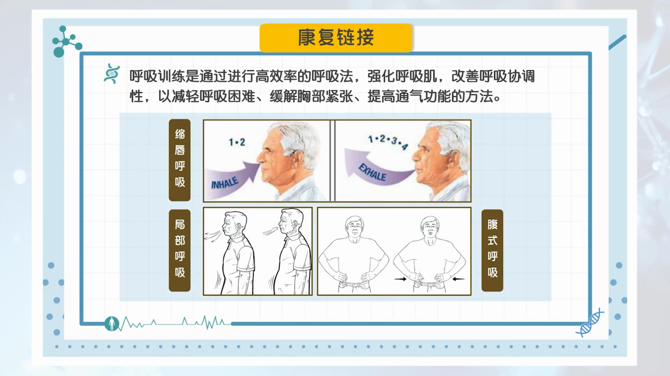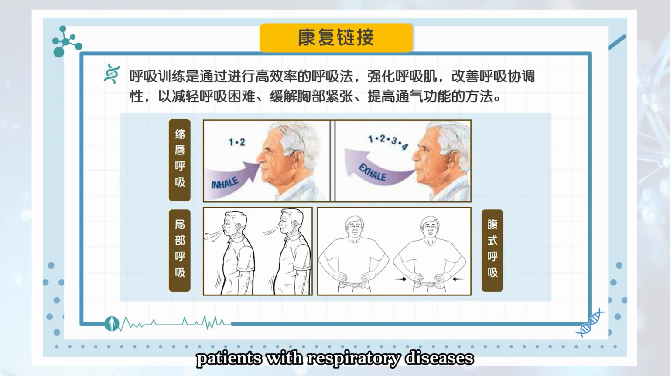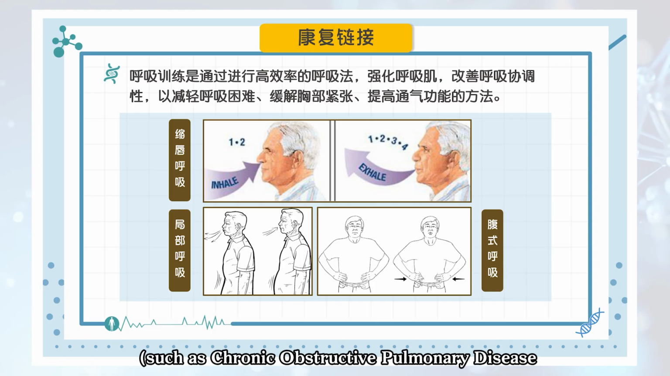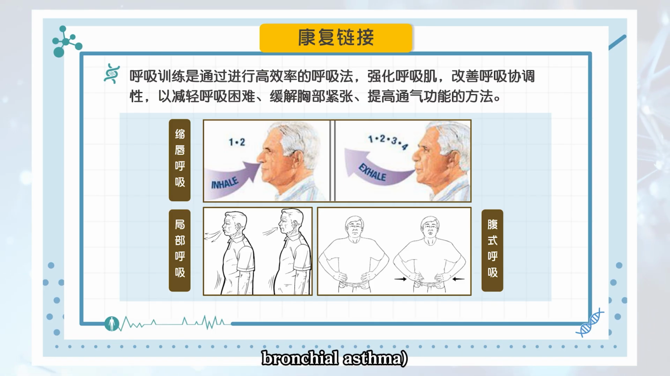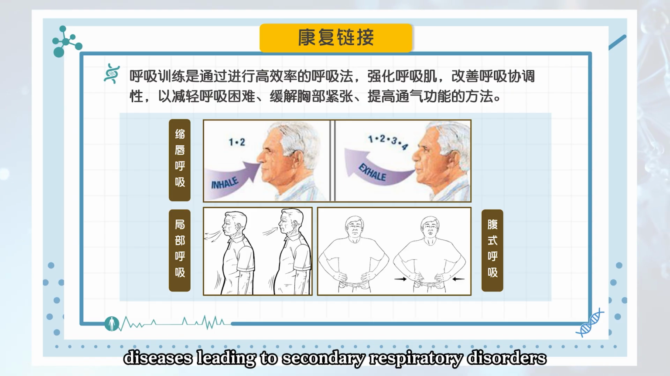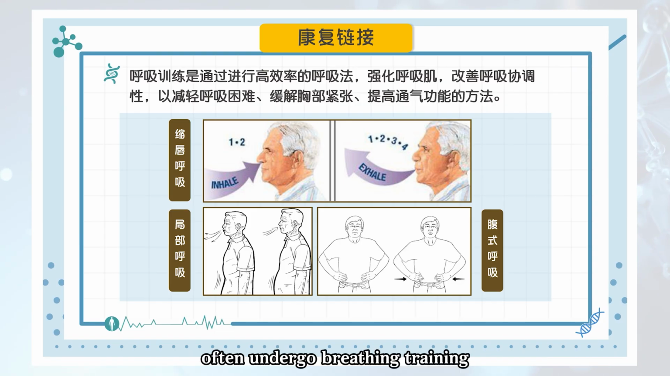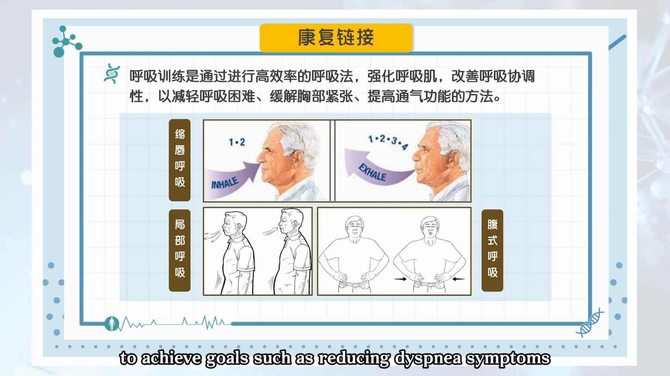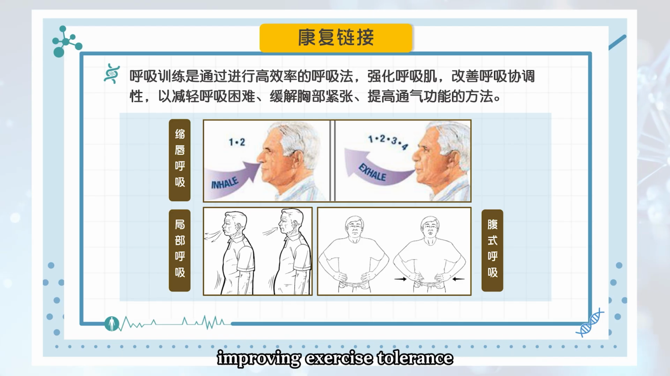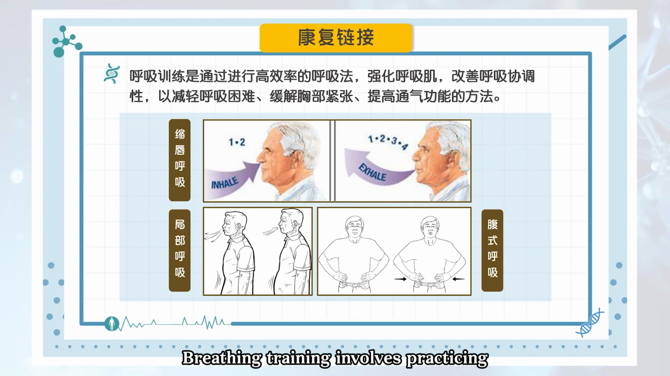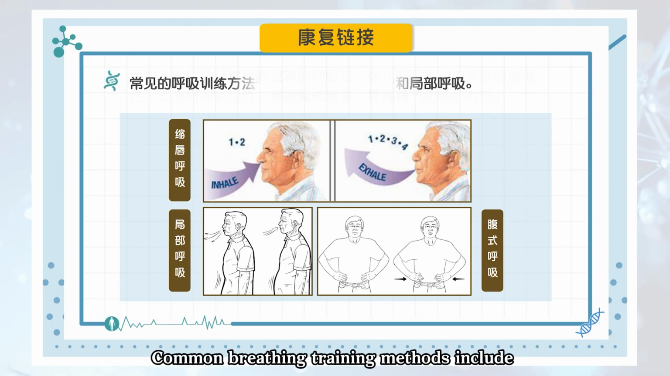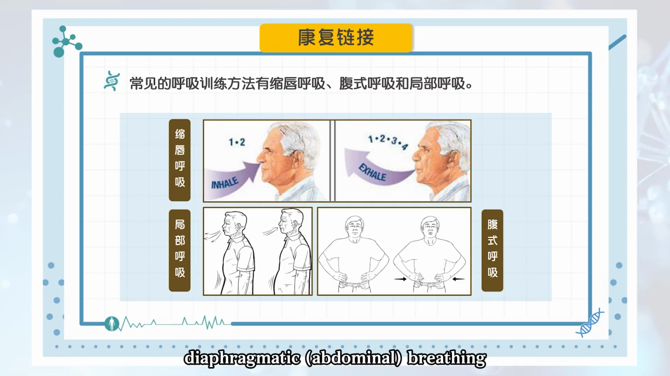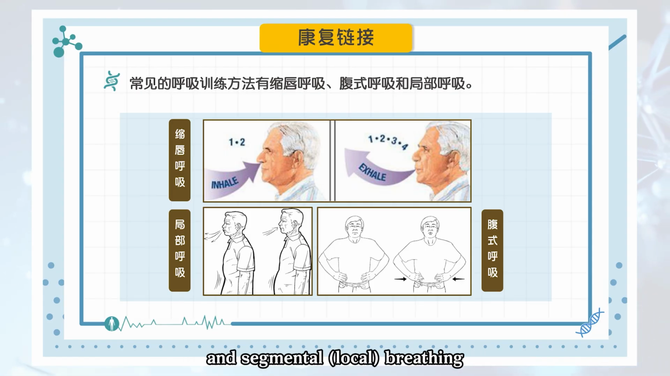Rehabilitation link. In rehabilitation therapy, patients with respiratory diseases, such as chronic obstructive pulmonary disease, bronchial asthma, and patients with neuromuscular diseases leading to secondary respiratory disorders, often undergo breathing training. To achieve goals such as reducing dyspnea symptoms, improving exercise tolerance, and enhancing quality of life, breathing training involves practicing high-efficiency breathing techniques to strengthen respiratory muscles and improve breathing coordination. Common breathing training methods include pursed lip breathing, diaphragmatic, abdominal breathing, and segmental, local breathing.